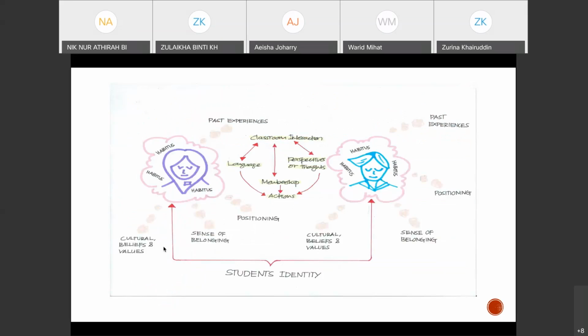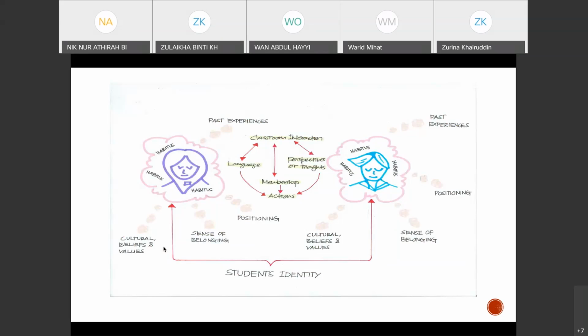So when students come into our class, they bring their identity. They bring a lot of things. They bring themselves, you know. And when we say they bring themselves, we say that they bring the habitus. If you talk about habitus, obviously you have to talk about Bourdieu. If I were to give an analogy, habitus can be considered as a train.